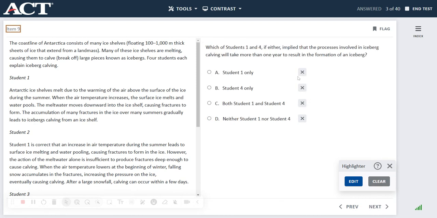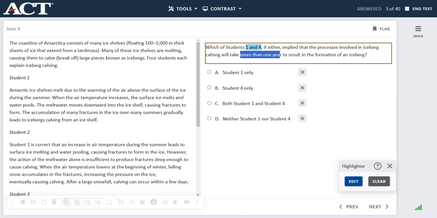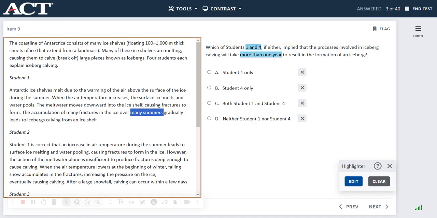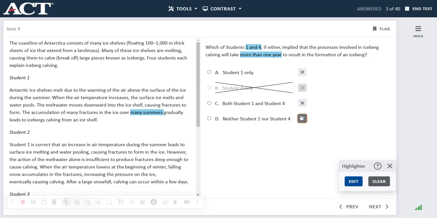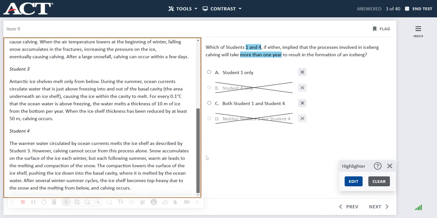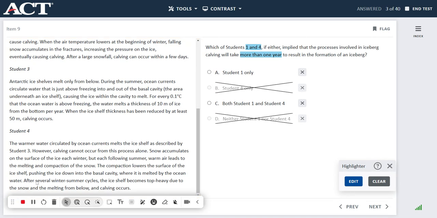Number 9, which of students 1 and 4, so we have 2 students, just 1 and 4, imply the process involved in iceberg calving will take more than 1 year. Okay, so student 1 says it takes place over many summers. I remember highlighting that in our question 6 when we first highlighted. So it's at least student 1. It's not student 4 only, and it's not neither. So now let's see what student 4 says. After several winter cycles. So it says that, so both students 1 and 4. So C.